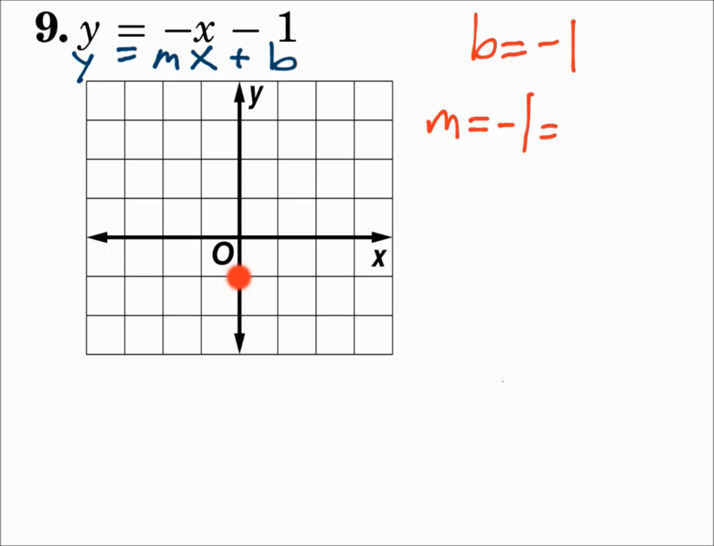To make it a fraction, put it over 1, and we'll use that to rise over run. The rise is -1, so we'll go down 1. The run is 1, so we'll go 1 to the right. Put a point, and draw the line through those points. Start at the y-intercept, use the slope to rise over run to the next point, and draw the line through those points.